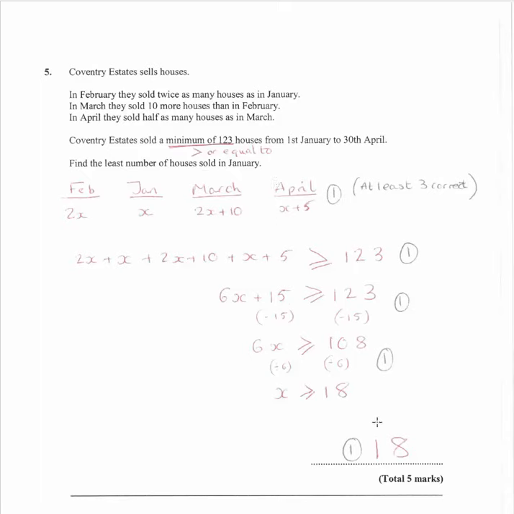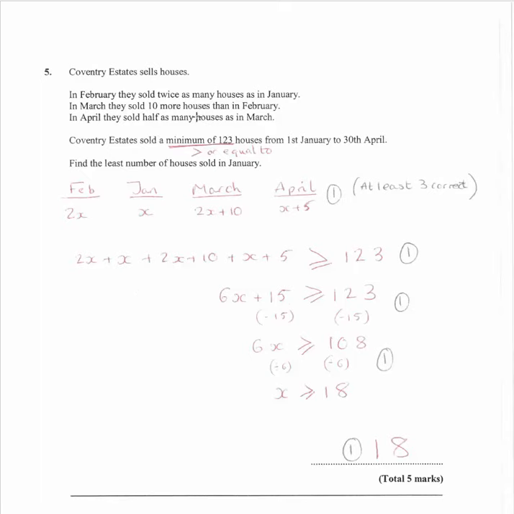Now, look, you've got 5 marks here. It's worth having a go at this and doing something here. Okay, if you don't do anything, you won't get anything. So have a go. Now, this shows you the connection between what they sold in one month and what they sold in another. Now, you know that they sold a minimum of 123. So you could try and solve it without algebra.